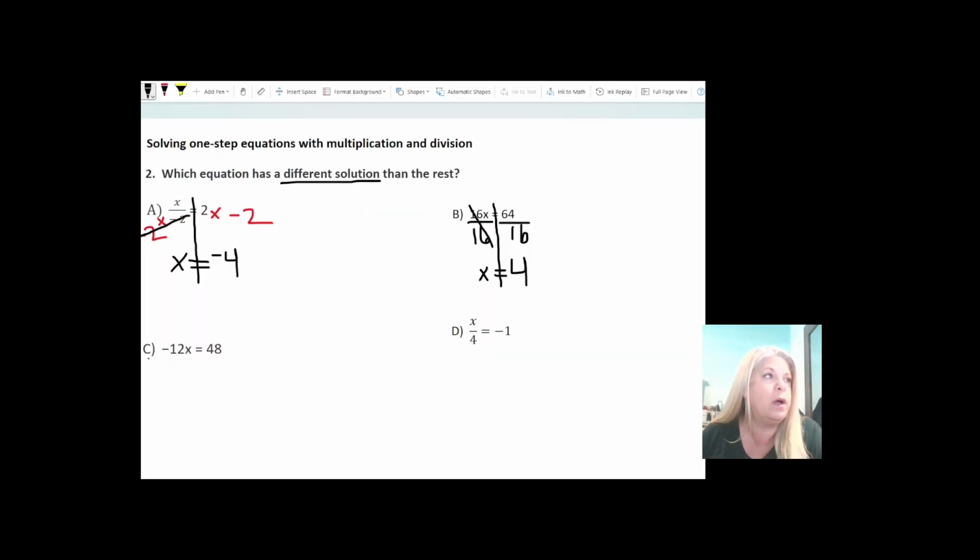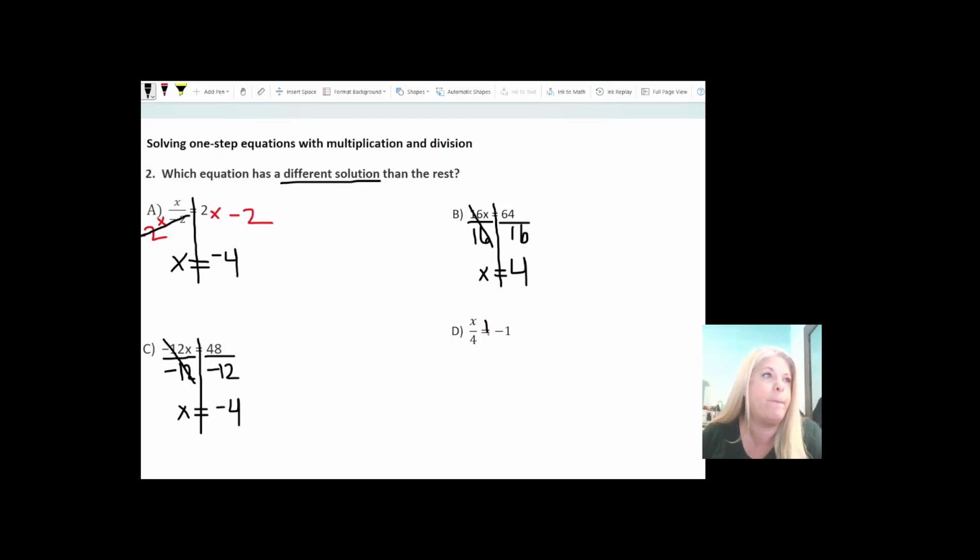So, option C here. Again, we're going to draw our line down the middle. -12x. Again, that means multiplication. When the number is next to the variable, it means multiply. We're going to divide to do the opposite and get rid of that -12. These -12s cancel each other out. We're left with x. 48 divided by a -12 will give us a -4. So far, A and C are matching, and it looks like B might be different from the rest.